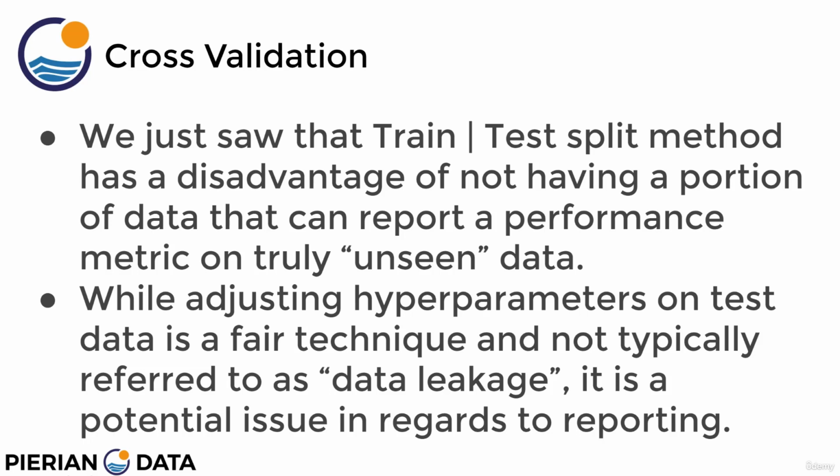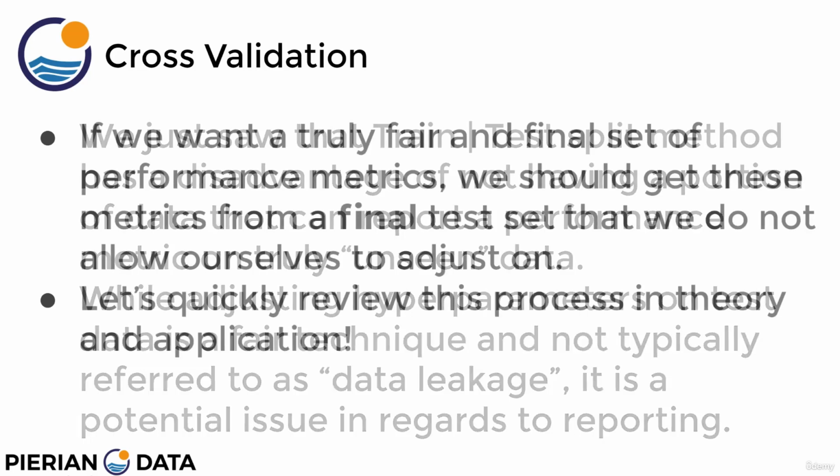Now, I want to make a point very clear. While adjusting hyperparameters on a test dataset is a completely fair technique, and I'm not going to say it's ever referred to as data leakage, there is the potential issue in regards to reporting. So just doing a train test split is a totally valid method, and in fact, we'll use it quite often throughout the course just because it's so simple, especially when we're just focused on learning an algorithm. But there is an improvement we can make on this.